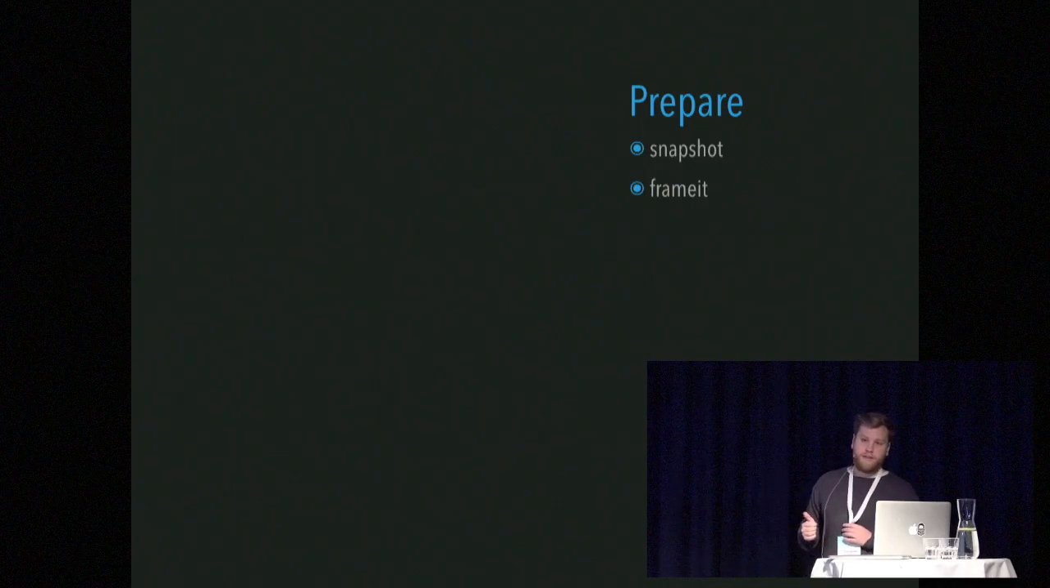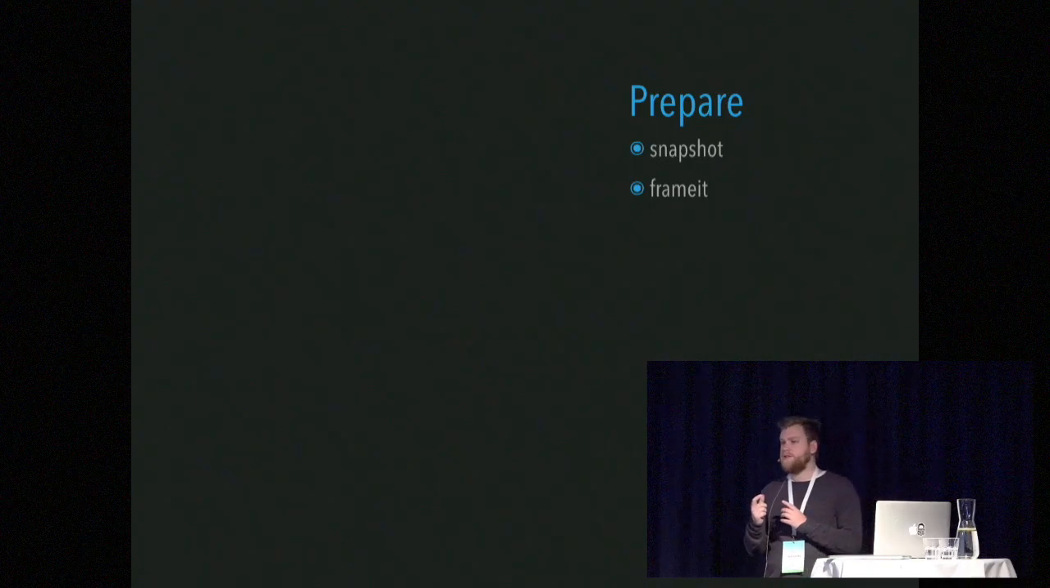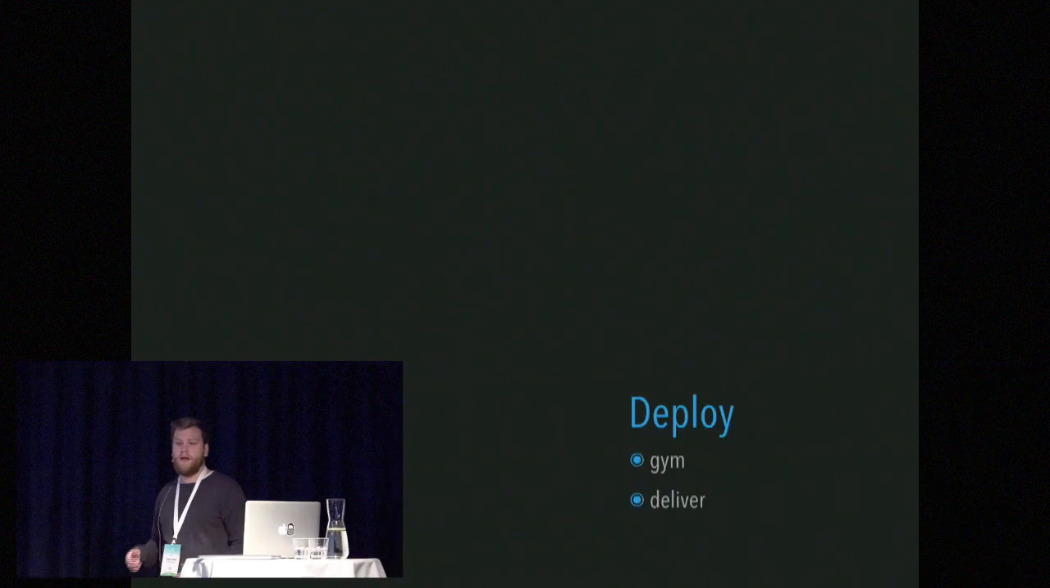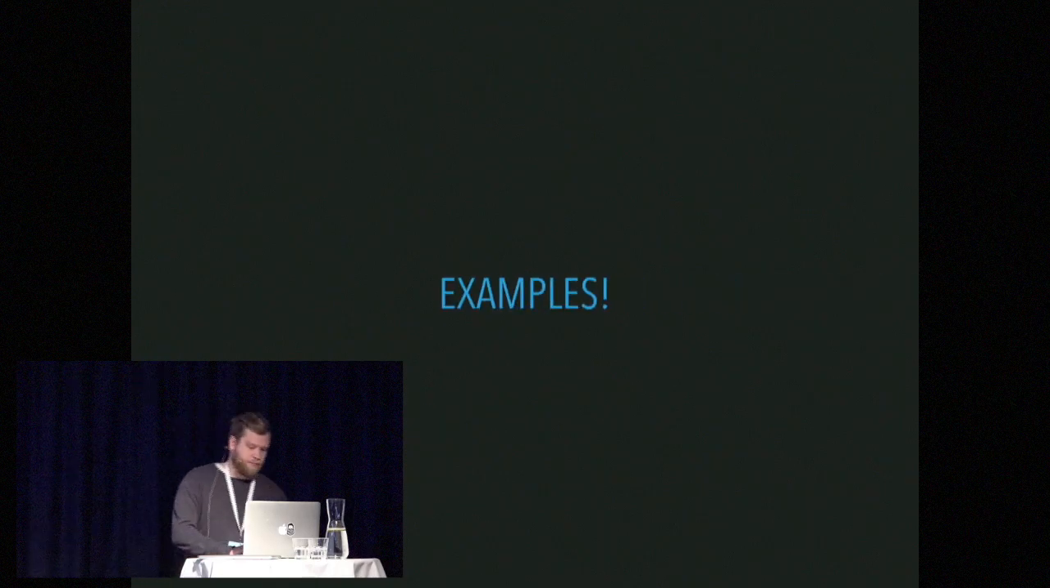And then Frameit will take that screenshot and put it in a device frame or something like that, because you want to do something cool with it. Frameit will do that for you. And then for the deploy, you have Gym that will build your application. You can configure it any way you want to. And then Deliver will take the IPA file and push it to the App Store. So I have an example lane here that I'm going to show.